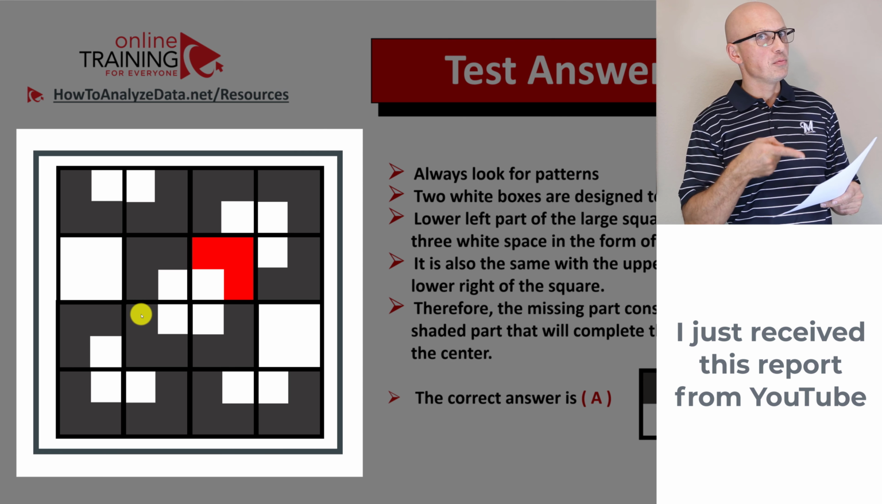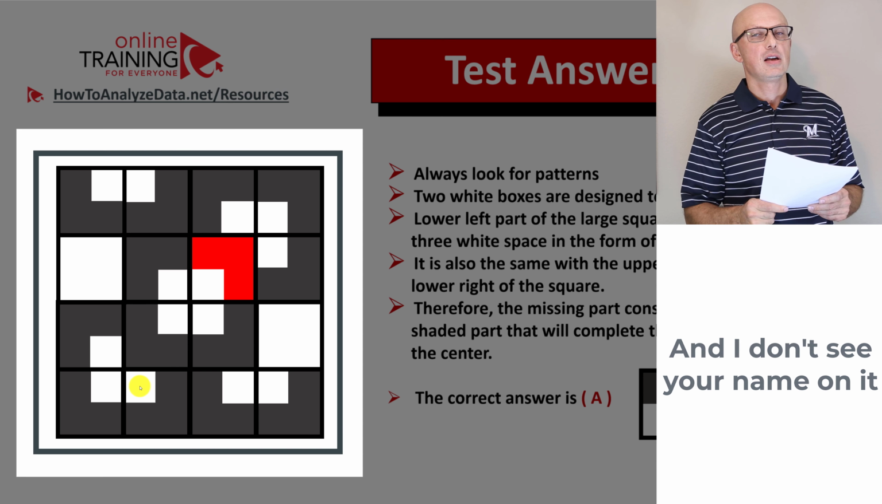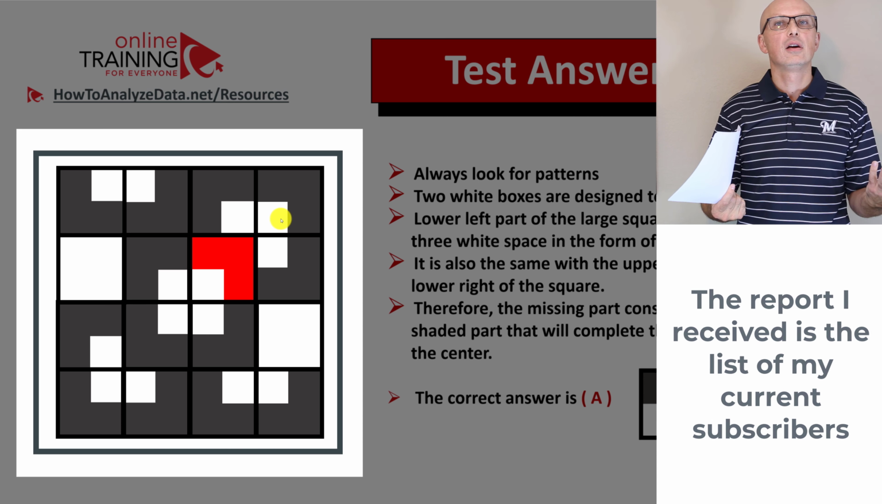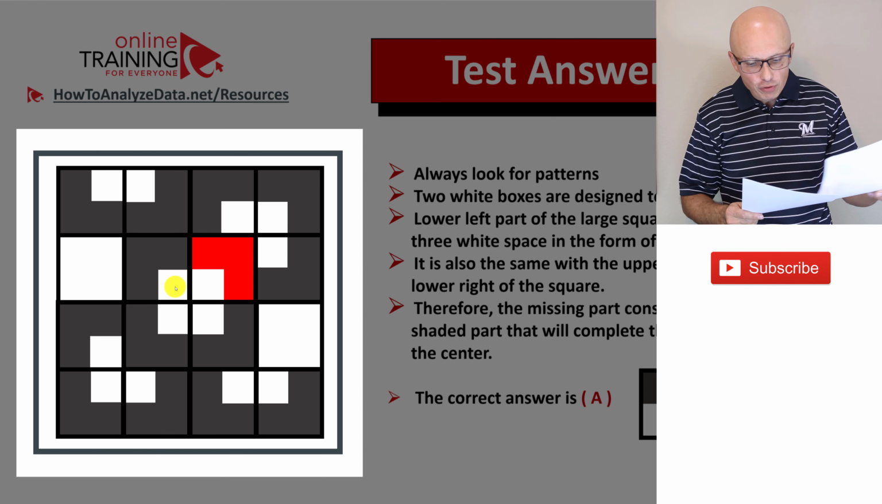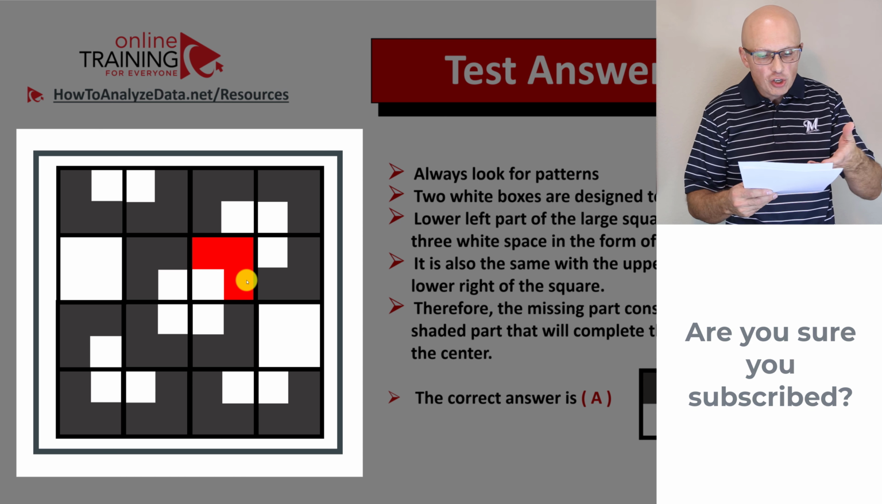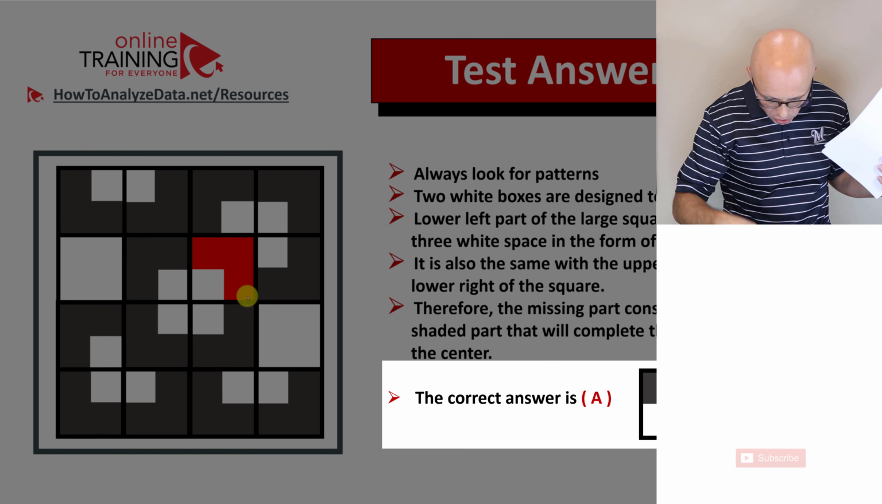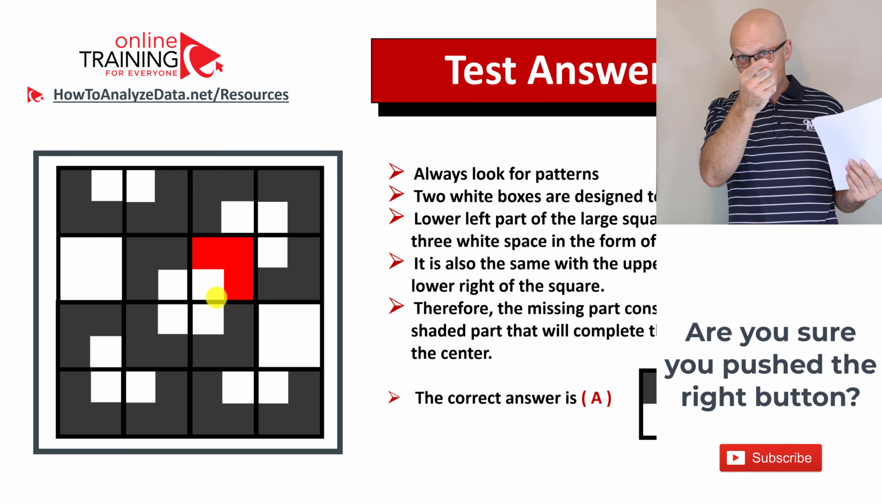Lower left part of the larger square only has 3 white spaces in the form of an L shape. A similar symmetrical pattern follows in the upper right corner. This is why the missing part consists of the shaded part, which completes the square in the center. So the correct answer here is choice A. Hopefully you've nailed this question and now know how to answer similar problems on the test.